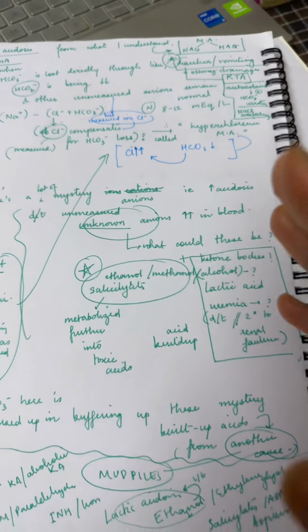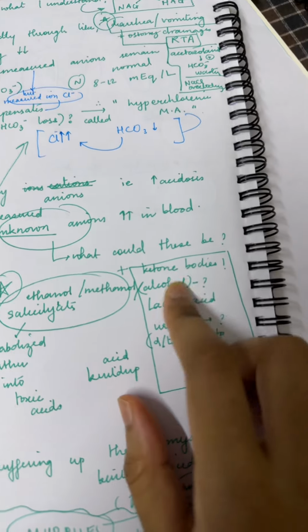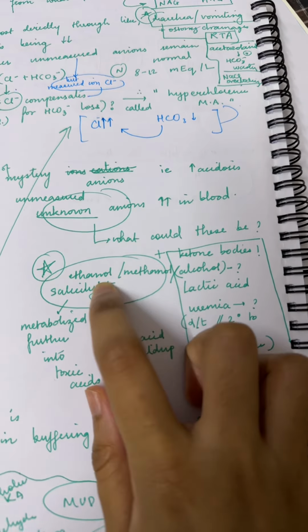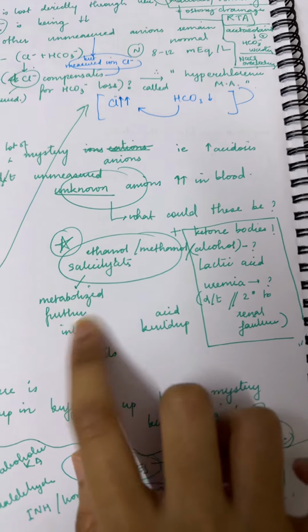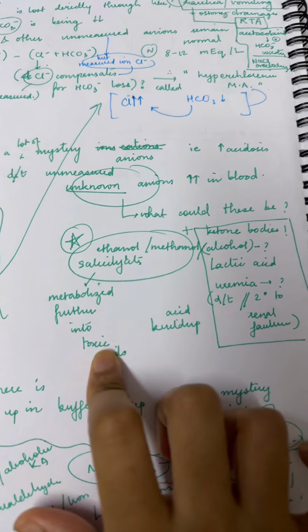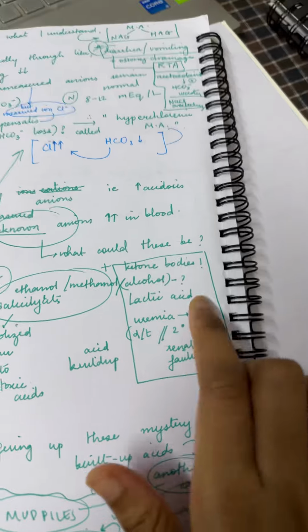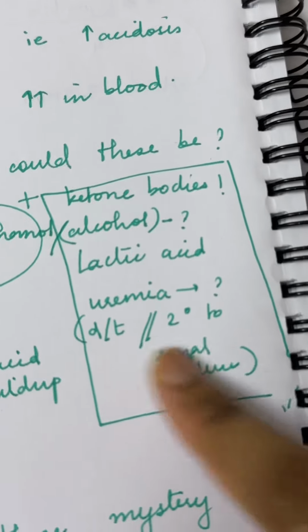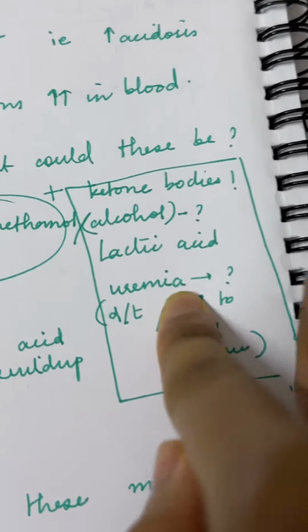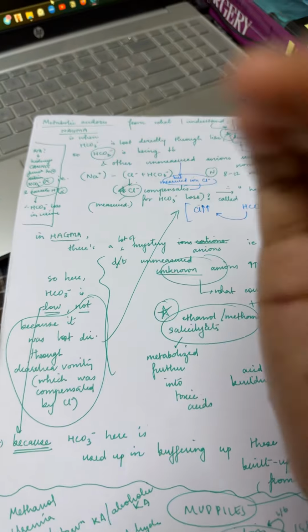Think about all your acidotic stuff causing acidosis. You have the ketone bodies, you have alcohol, which could be ethanol, methanol, salicylates. Salicylates are actually metabolized further into toxic acids, so that is the acid here. Lactic acid is definitely there. Lactic acidosis. If there's a patient of renal failure, you will also have, secondary to that, uremia, so that is also an acid. Metabolic acidosis is definitely there.